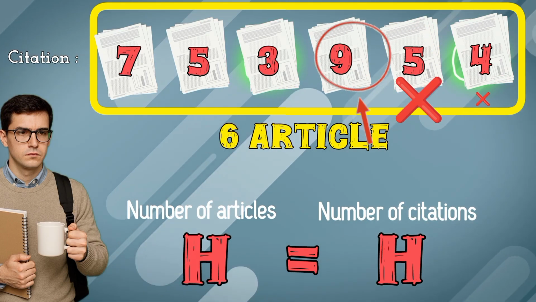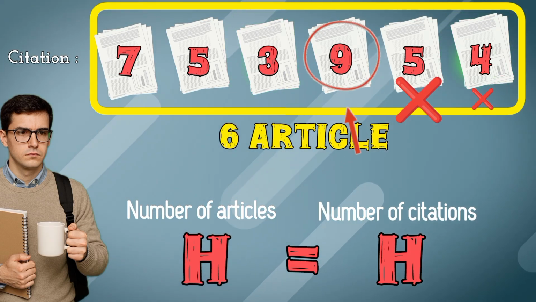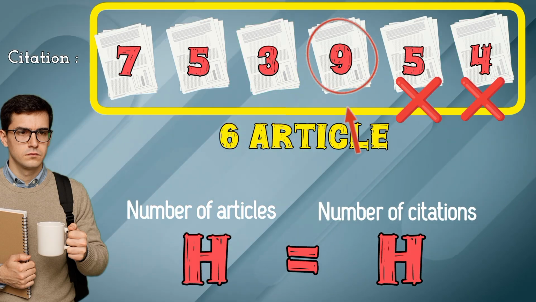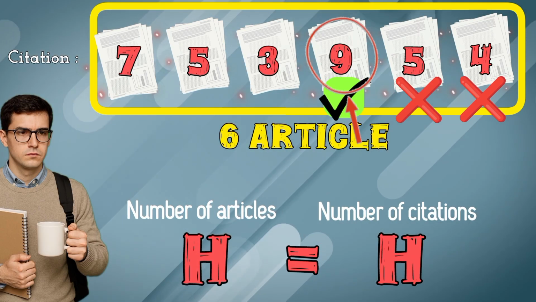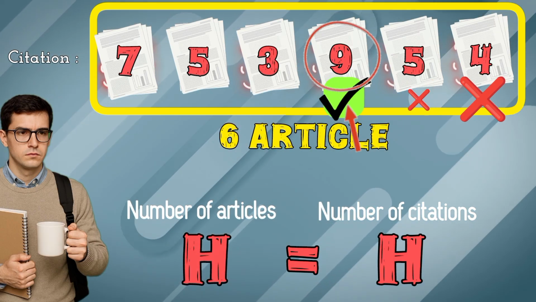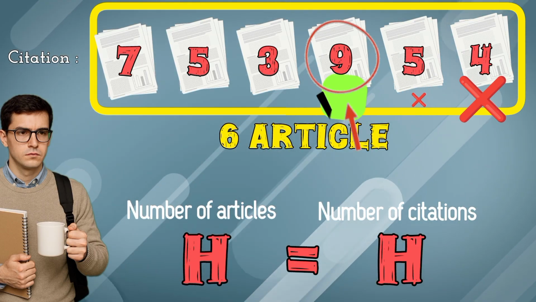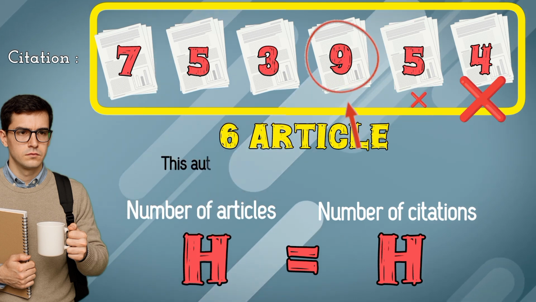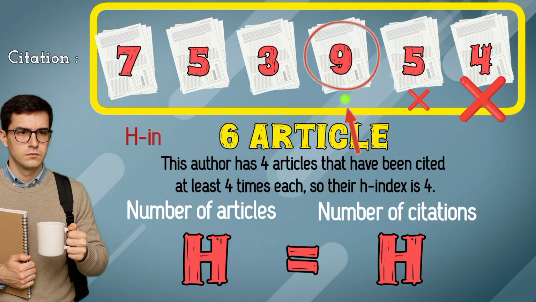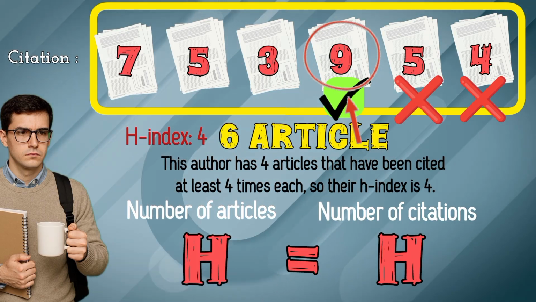Now, let us go lower. Do I have 4 articles that have each been cited and referenced at least 4 times? Yes, articles 1, 2, 4, and 5 have 5, 9, or 7 citations, which are all greater than 4, and even article number 6 itself has 4 citations. Therefore, I have at least 4 articles that have been cited 4 times or more. Consequently, my H-index will be the number 4.